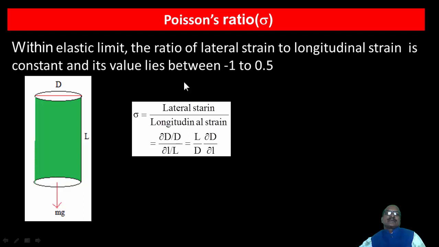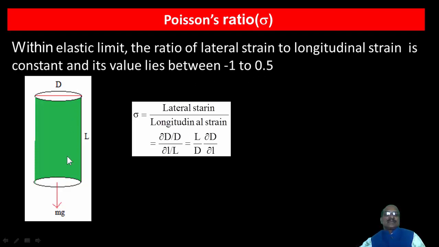Now let us consider what we mean by Poisson's ratio. The Poisson's ratio is denoted by sigma, and it is defined as, within elastic limit, the ratio of lateral strain to longitudinal strain is constant, and it is found that its value lies between -1 to 0.5.